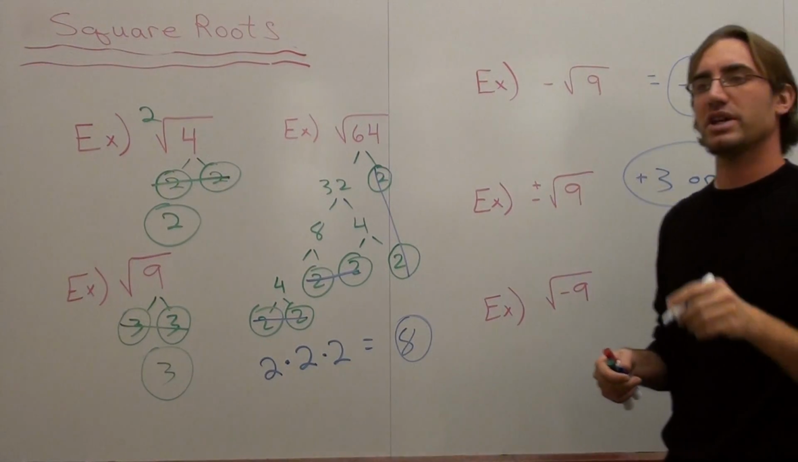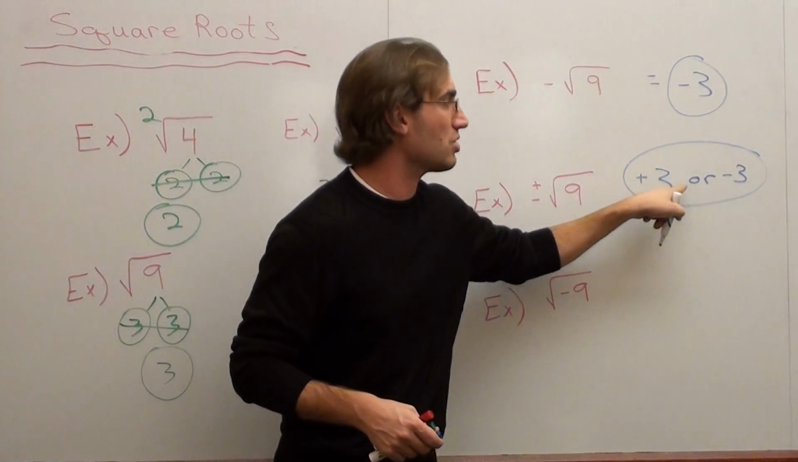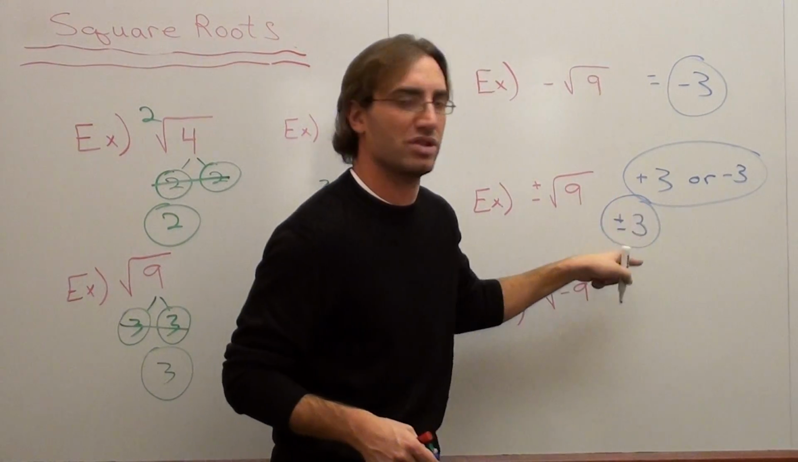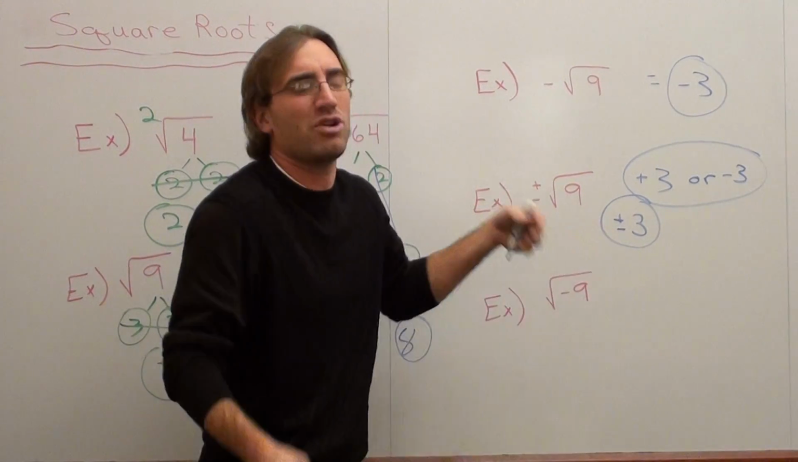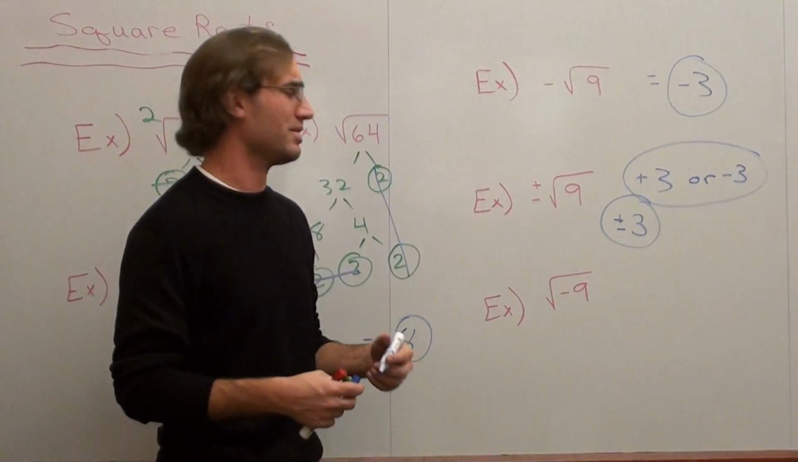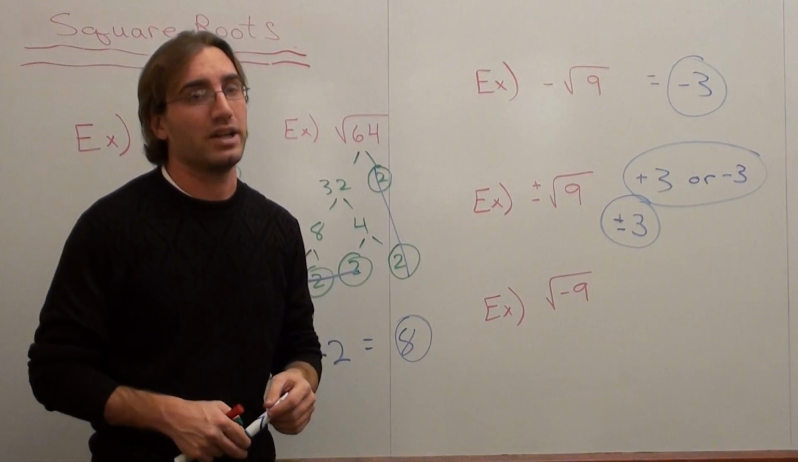or negative 3. Sometimes your teacher will just write plus or minus 3. It's the same thing. You can write plus 3 or negative 3, or you can write plus or minus 3. Either answer is sufficient. I just wrote this out so it actually makes sense. Because I know students, when they see this, they don't actually know what it means. But if you write it out like this, oh, okay, that's what it means. And the last one, square root of negative 9.